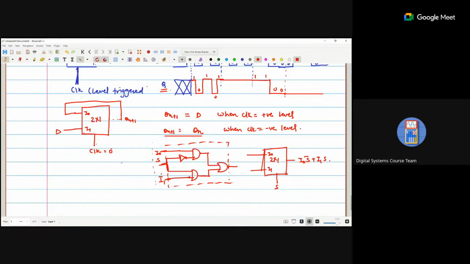Now S is basically the select line, which is the clock. I naught is connected with the feedback, and I1 is connected with D. So this is my D flip flop internal diagram. Sorry, D latch, not flip flop, D latch internal.